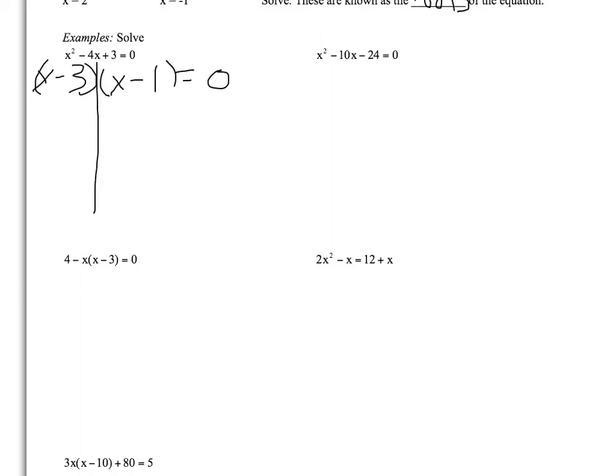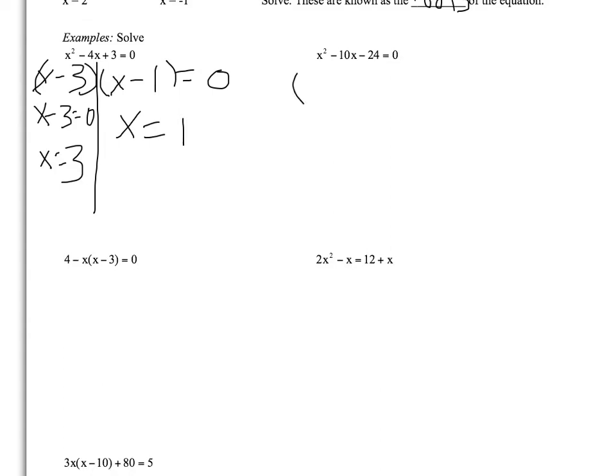Once you factor it, you set both your factors equal to 0 and you solve for x. On this one we add 3, so we get x equals 3. On this one we have to add the 1, so x equals 1. 3 and 1 are your answers, or the roots of the quadratic equation.